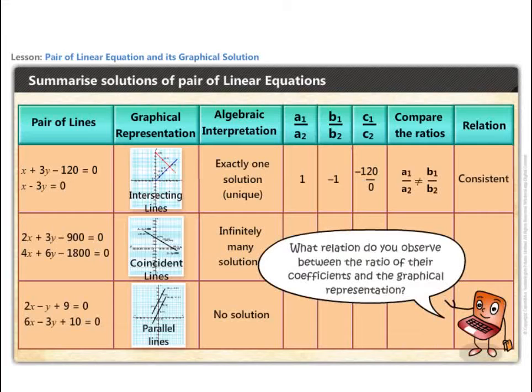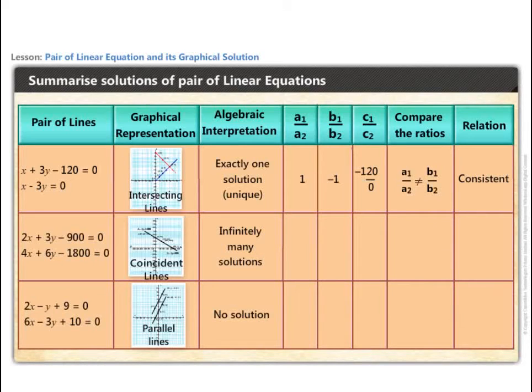What relation do you observe between the ratio of their coefficients and the graphical representation? Here, we observe that when a1 by a2 is not equal to b1 by b2, that is, the pair of equations has a unique solution or is a consistent pair of equations.